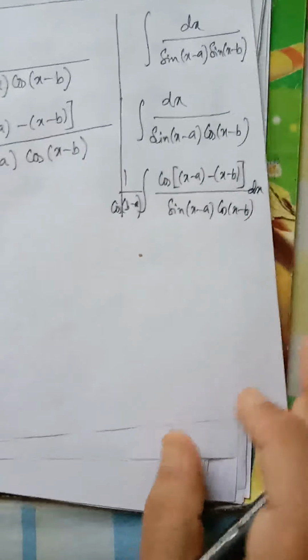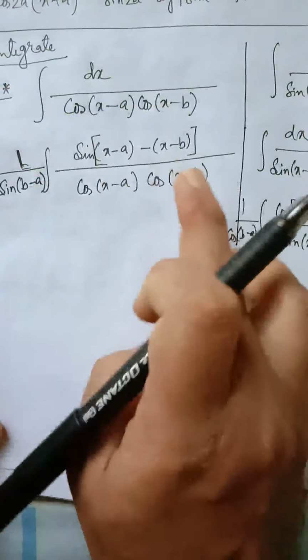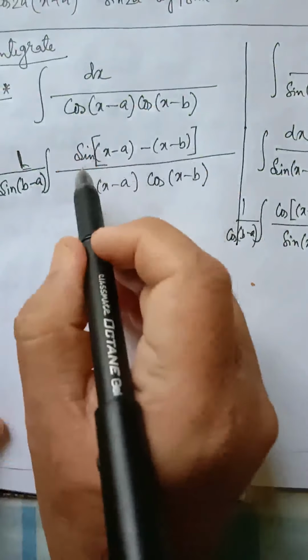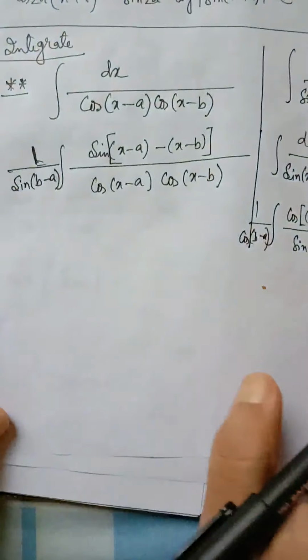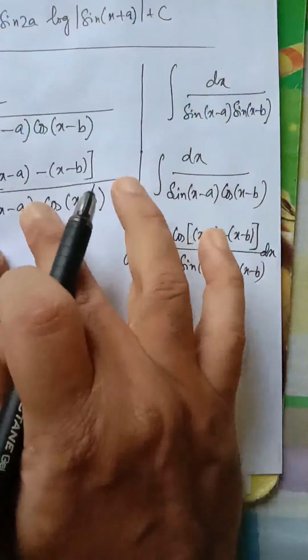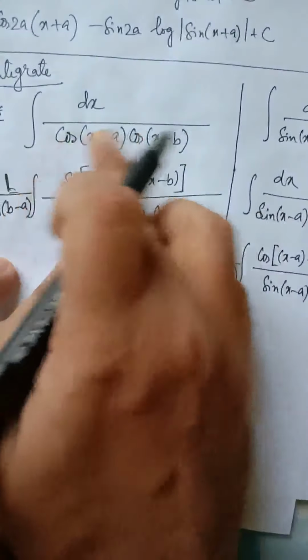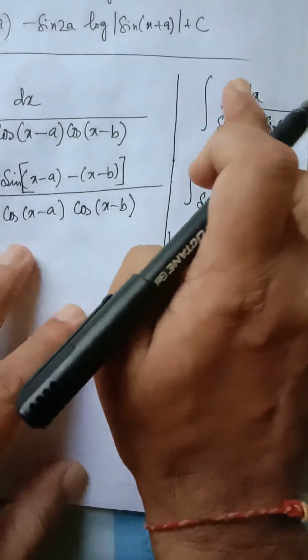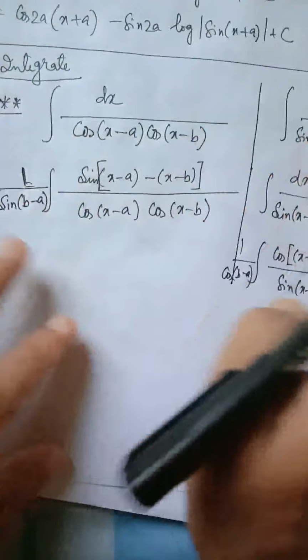You can see when both are cos(x − a) cos(x − b), we will express the numerator in terms of sine of this, and to adjust we have to multiply by 1 by sin(b − a). We will proceed exactly in the same way when both the terms are sine. We will write this as sin((x − a) − (x − b)), and we will adjust by writing 1 by sin(b − a).